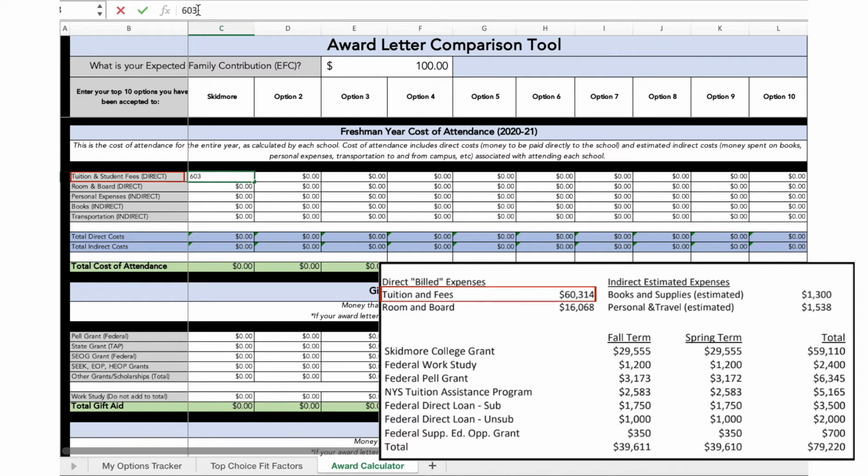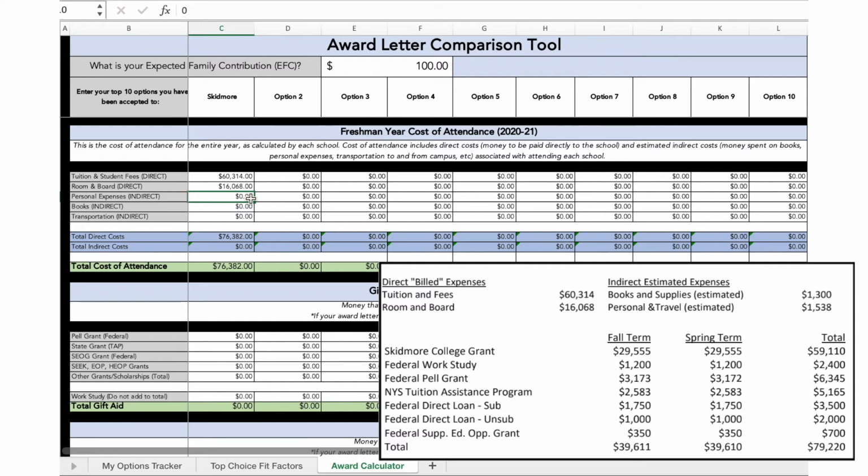Here, I see that the current cost of tuition and fees is $60,314, so I will input that information in the tuition and student fee section. I will then enter in the cost of room and board. If you are living at home, you would leave the section blank, since a cost would not appear on your award letter. Now, I'm ready to move on to my indirect expenses.